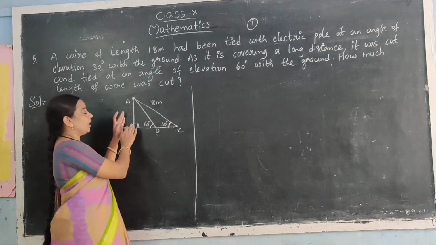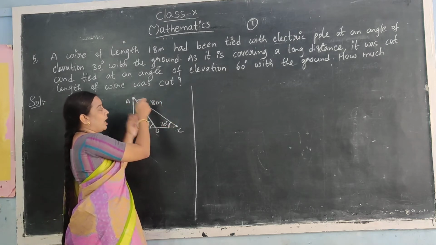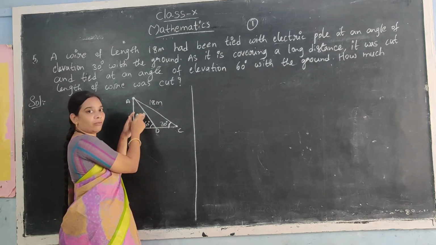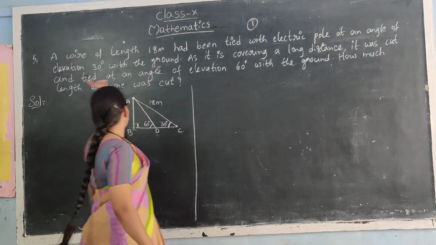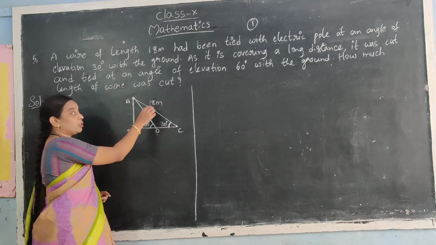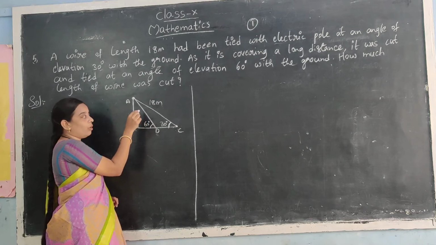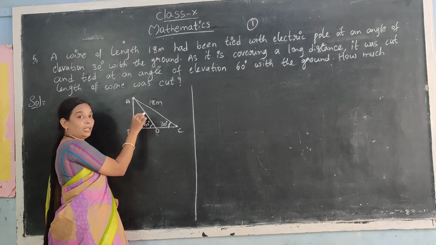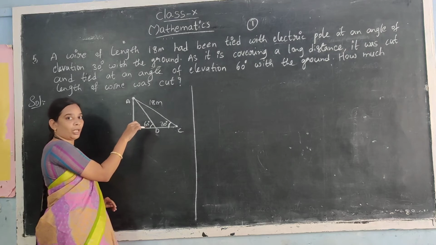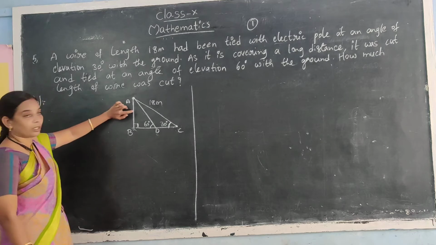Now in this figure, AB is the height of the pole, AC is the length of the wire, and AD is the remaining length of the wire after cutting. We want to calculate how much length of wire was cut. How to find it? By subtracting the remaining length of the wire from the total length of the wire. So first I have to calculate the remaining length of the wire, and after that subtract both answers. I hope you understand this figure.